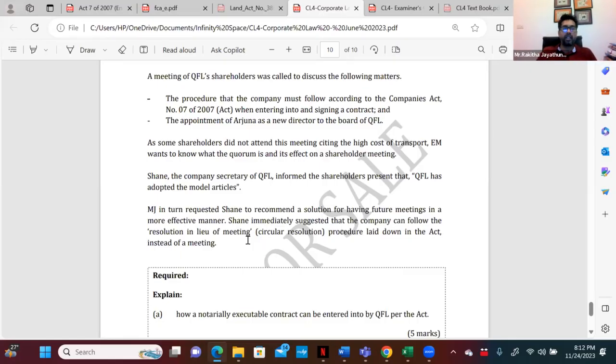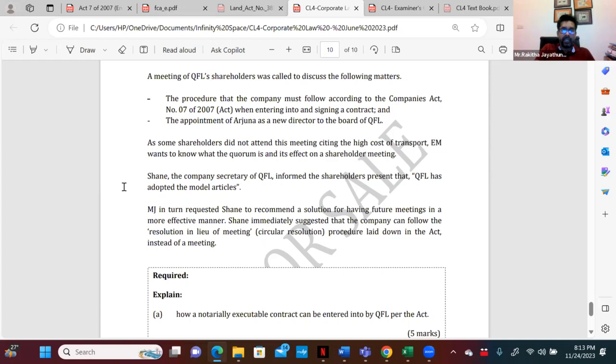What you do there is send the resolution to all the shareholders of the company. If you have 100 shareholders, you circulate it. You are not going to have a physical meeting. You circulate the resolution among all shareholders. You give them a deadline and ask them to cast their vote, whether they are for or against the resolution, and send it back to the company on or before the deadline. Then the company will count the votes and accordingly pass it.